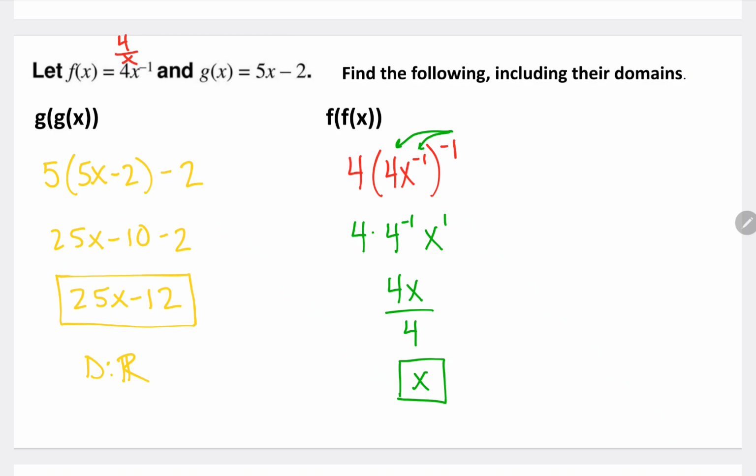Our domain, we did have an x, or we didn't have x in the denominator. It doesn't look like we did, but we really did, because 4 over x, or 4x to the negative first, means 4 over x. So that x is in the denominator, which means it cannot be 0, or the denominator would be 0, and the function would be undefined there.